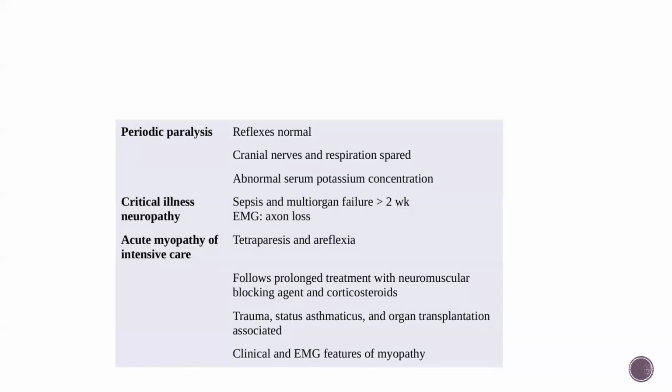Then critical illness myopathy, where there will be sepsis and multi-organ failure of more than 2 weeks, and EMG will show axonal loss. Then acute myopathy of intensive care is characterized by tetraparesis and areflexia, and follows prolonged treatment with neuromuscular blocking agents and corticosteroids. Then it is associated with trauma, status epilepticus, and organ transplant.